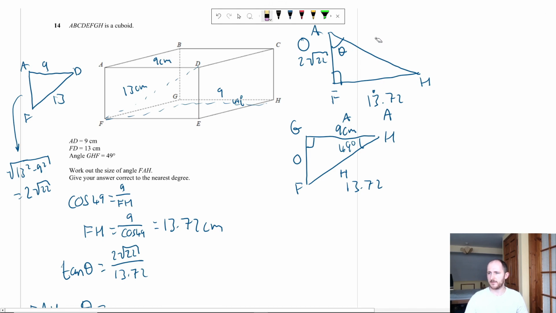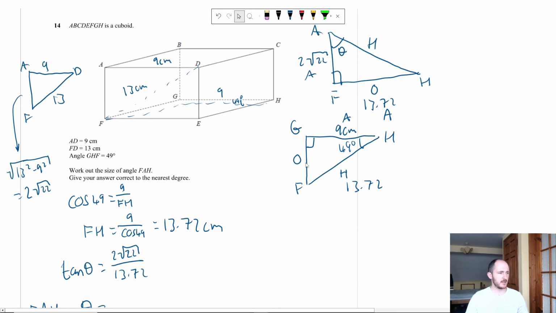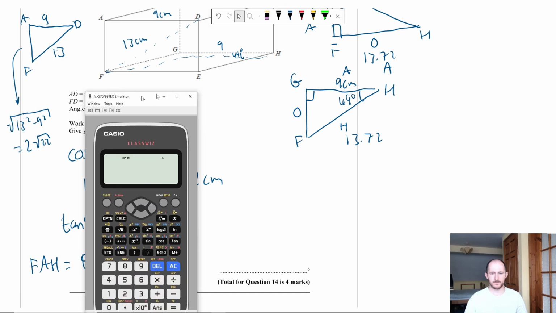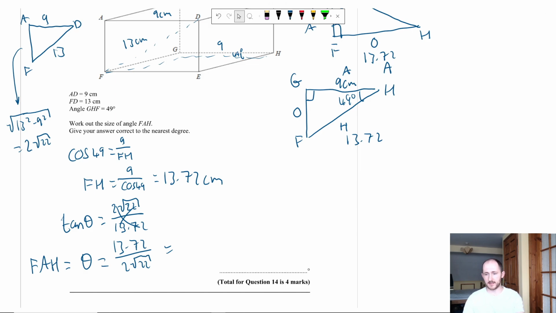So we get rid of that. This here is the hypotenuse, that is the opposite, and that's the adjacent. And this was 13.72. I don't know why I rubbed that out. But yeah, we have tan theta equals opposite over adjacent. So that's going to be 13.72 over 2 root 22. So forget about this. And that's going to be tan inverse, so let's quickly do that. I misread the question ever so slightly. 2 root 22. That's 55.6, so to the nearest degree it is 56 degrees.